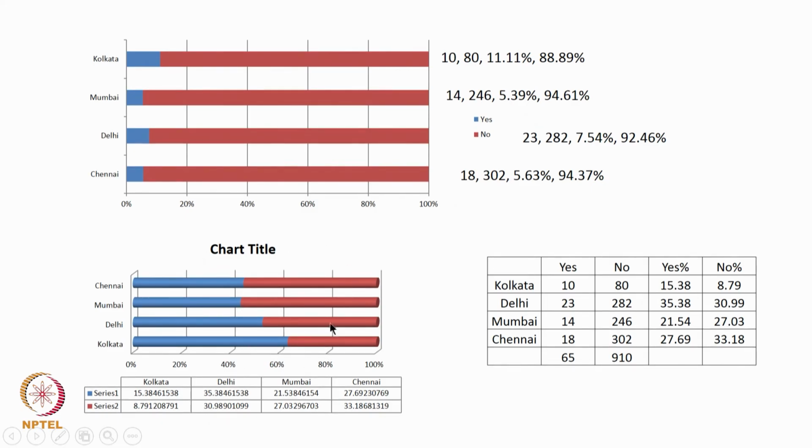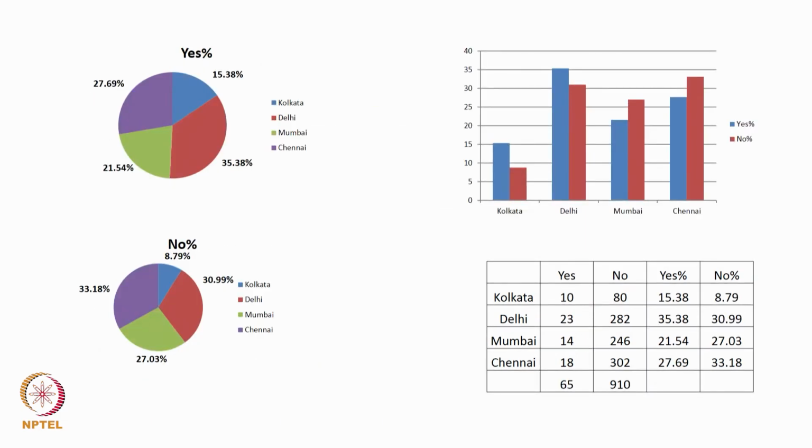So, this is another representation, but we have to understand what this bar chart is actually representing. This bar chart tries to tell that while 15.38% of the people who joined came from Kolkata and 8.79% of the people who did not or could not join came from Kolkata, the relative percentages of these are shown in the blue and red bars respectively. We can show the same data in 2 different forms.